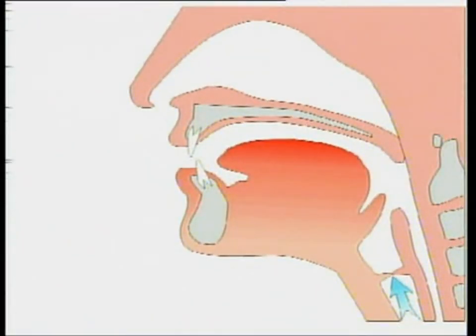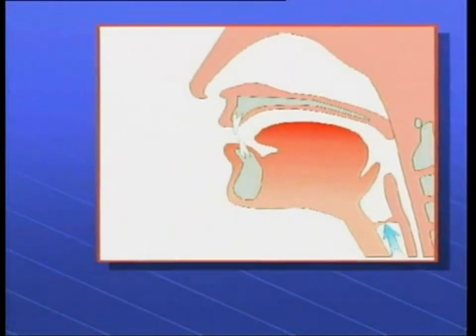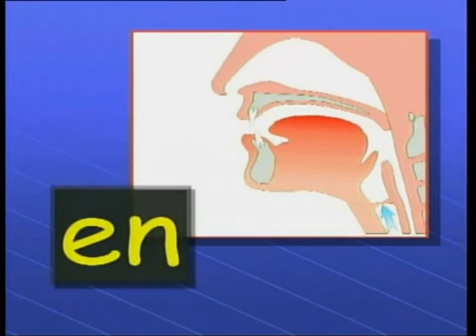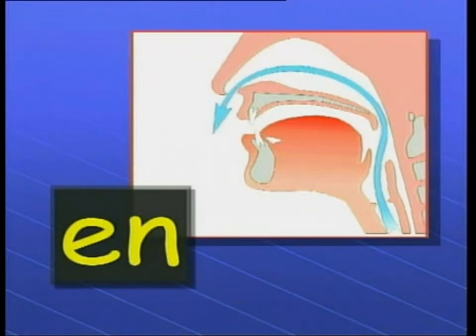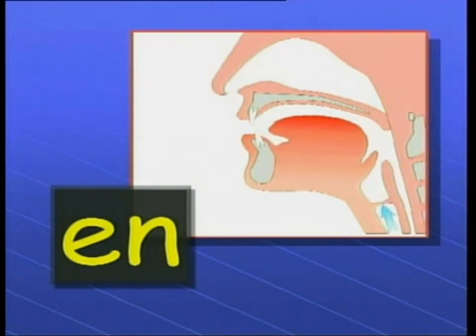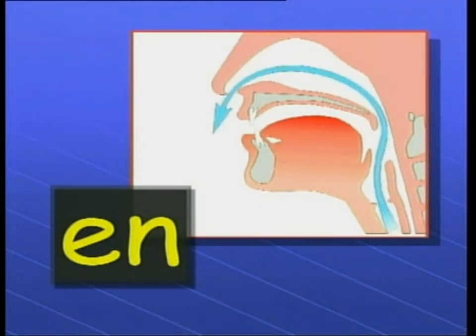The sound n is a tip-tongue nasal final. When you pronounce it, you should first pronounce the e sound, and then you should touch the tip of your tongue to the gums, lower the soft palate, and let the air current flow through your nasal cavity.